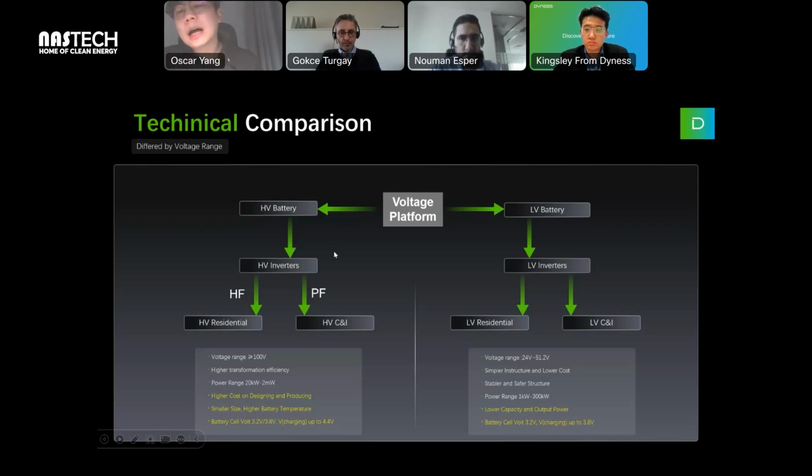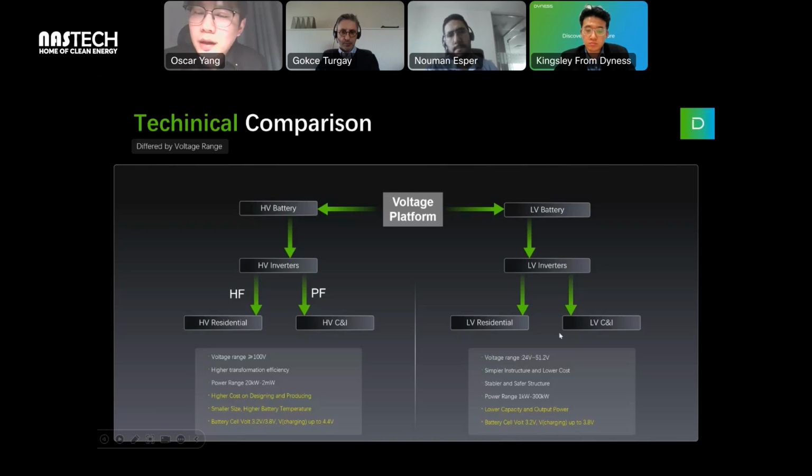So a high voltage system is always more expensive than a low voltage type, because a higher voltage can reduce transmission loss. And the power range always goes from like 20 kilowatts to 2 megawatts. This is a little bit bigger, and the cost is larger than an LV system.